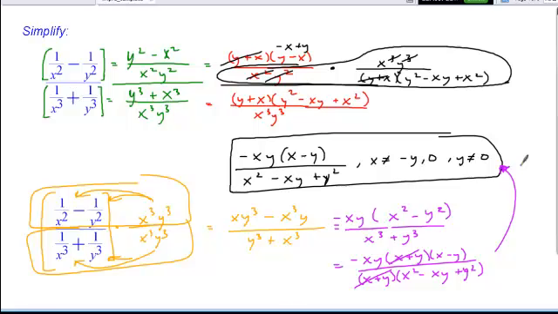The one thing that you would have to take into consideration, though, is when you find your domain restrictions, you see here that x can't be negative y, but you'd have to go back into the original form to find the other exclusions for x and y, and that's just the nature of that second method.